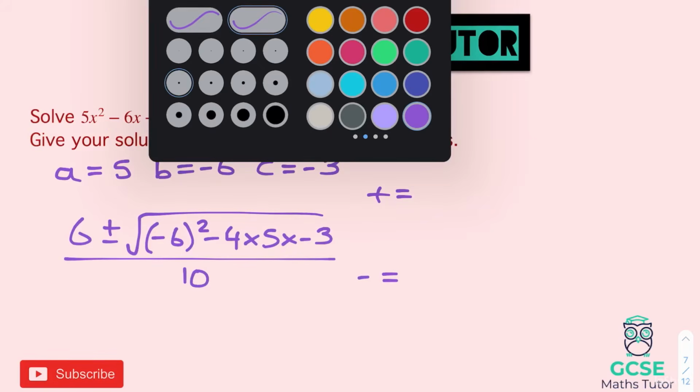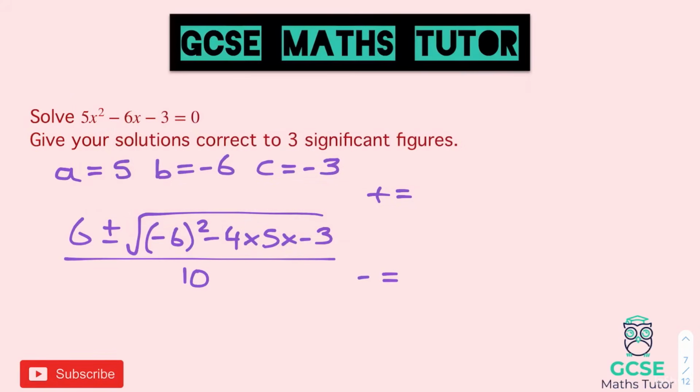So there we go, let's put this in. So for our positive value, let's put it in. So 6 plus square root of, in brackets, negative 6 squared, take away 4 times 5 times negative 3, and on the bottom we have 10. So our value there comes out as 1.579795897.